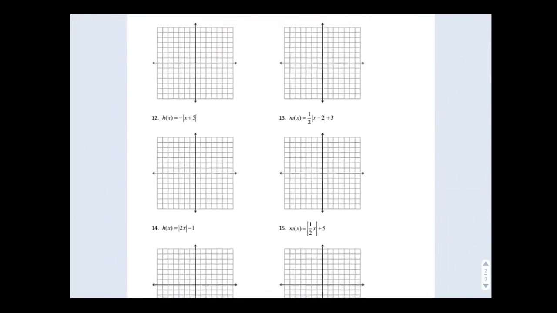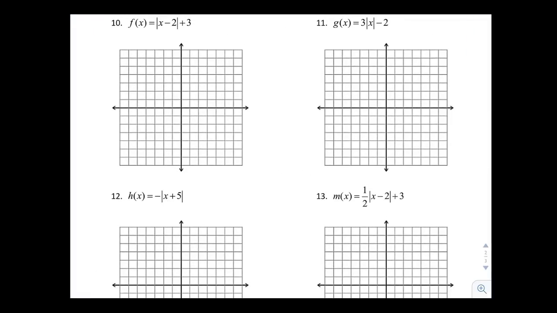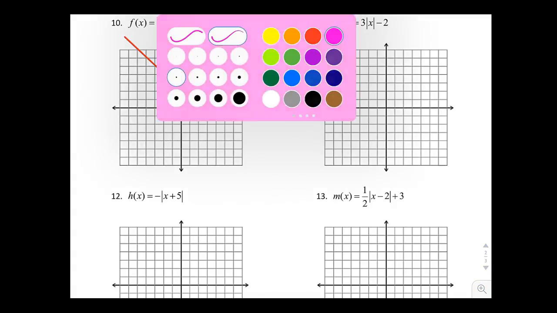Okay, so the next page, I have the absolute value of x minus 2. That moves it to the right 2. So I'm going to take my V shape. I'm going to move it right 2. It still has an up 1 over 1 slope. Still has an up 1 over 1 slope. Then I'm going to move it up 3.